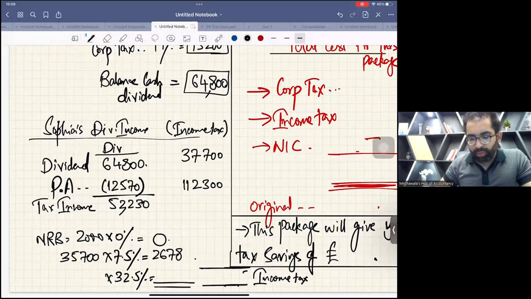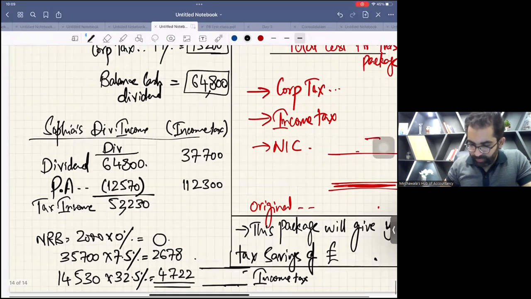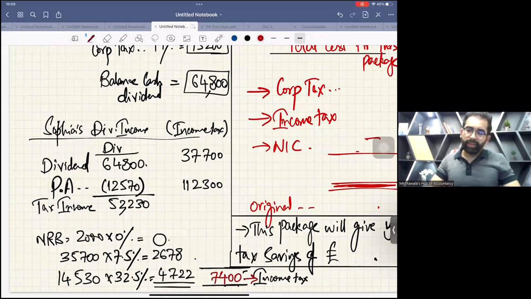Now wait. Your total taxable income was 52,230. From 52,230, can you deduct this 37,700? 52,230 less 37,700. Can anybody do it? 14,530. Thank you. Times 32.5%. 4,722. What is the total income tax in this case? 7,400 is your total income tax.